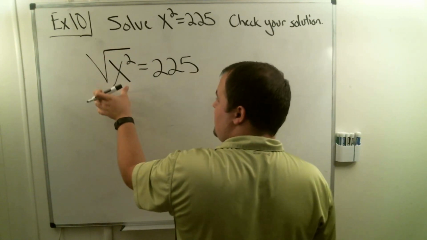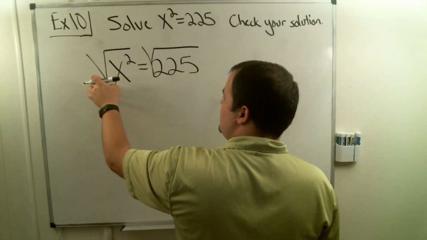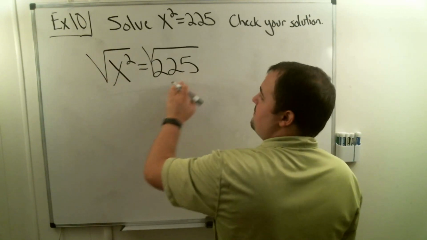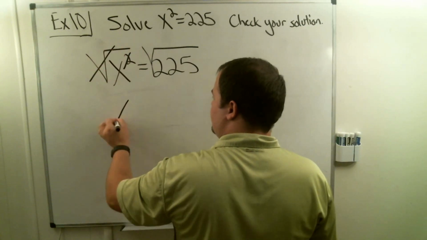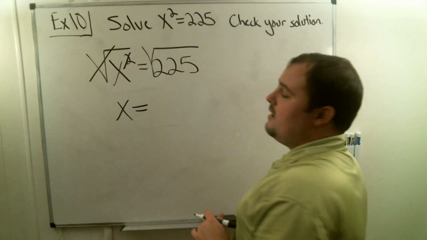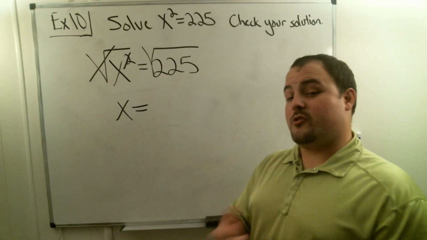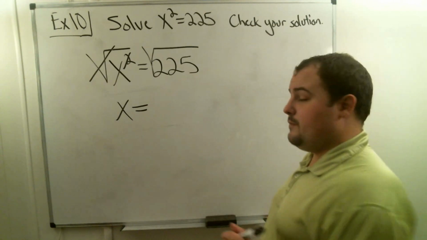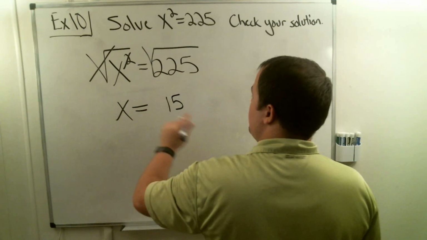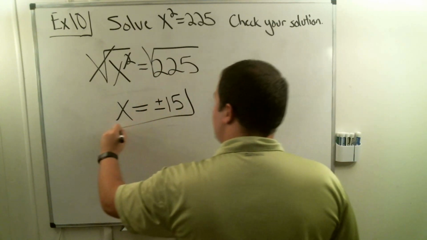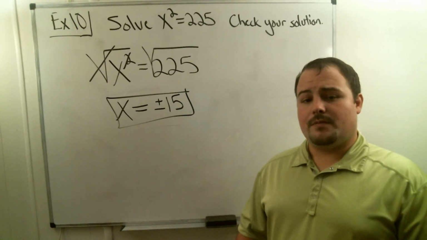In math, if we do something to the left side, we have to do something to the right side. So since I took the square root of the left, I'm going to have to take the square root of the right. Well, the square root and square cancel each other out. So now we have the variable x. And again, since I know my perfect squares, the square root of 225 is 15. And since this didn't tell me if they wanted the positive answer or the negative, I'm going to put plus or minus here, which means I'm satisfying both the positive as well as negative answers.